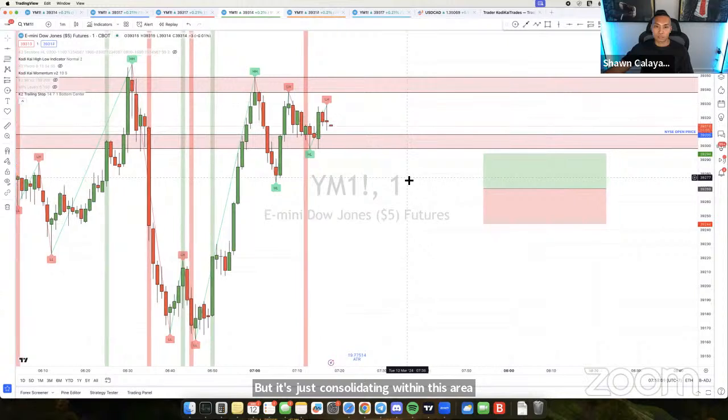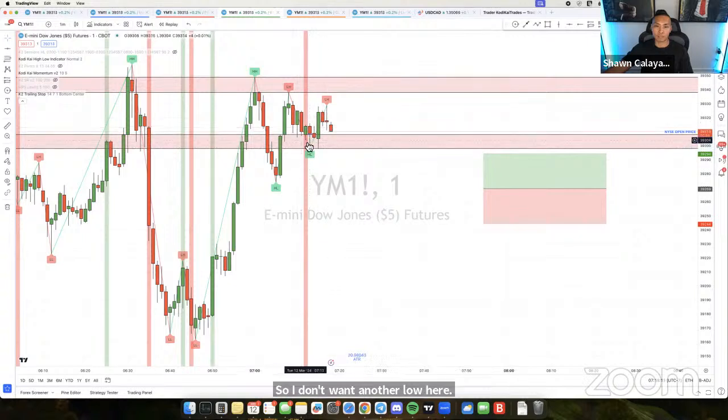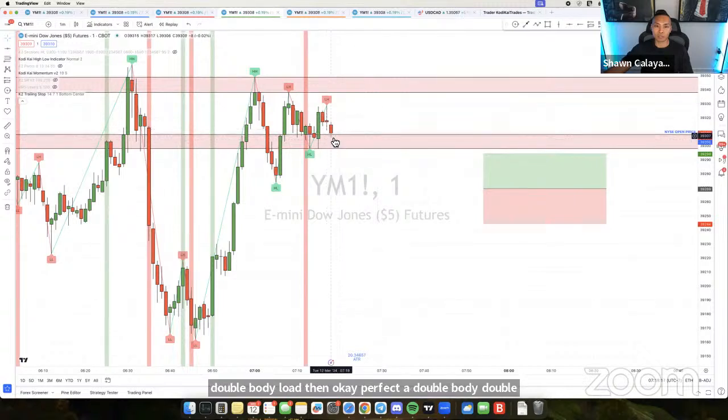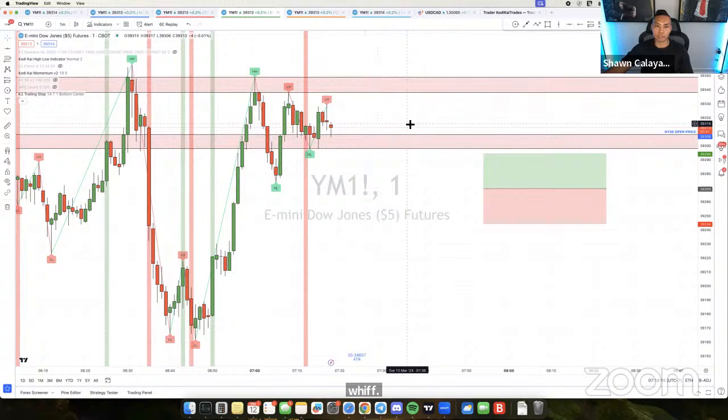So lots of consolidation right here. So I'm fine with price coming down. I'm just hoping we don't get another low. I don't want another low here, because if we have another low, this is going to be invalidated. Unless it's a double body low, then okay, perfect. A double body, double wick, I'm okay with that. But I don't want another low to come up right here because that's going to screw with our position.